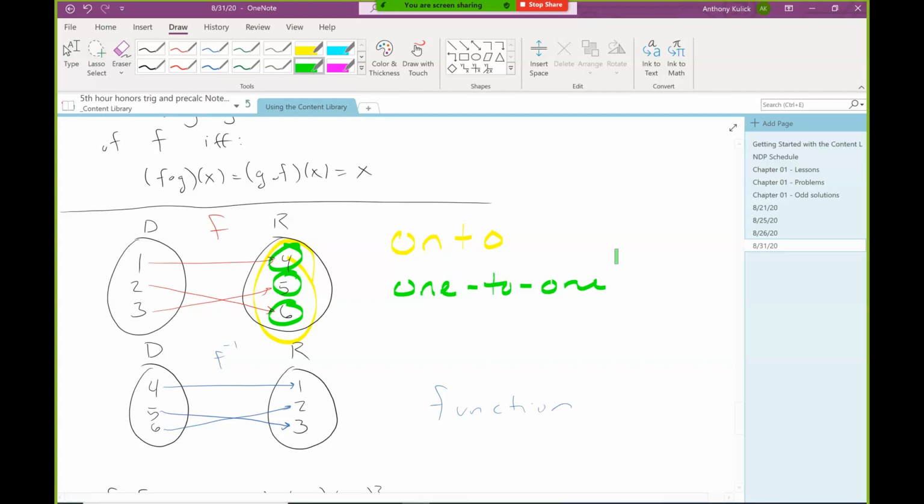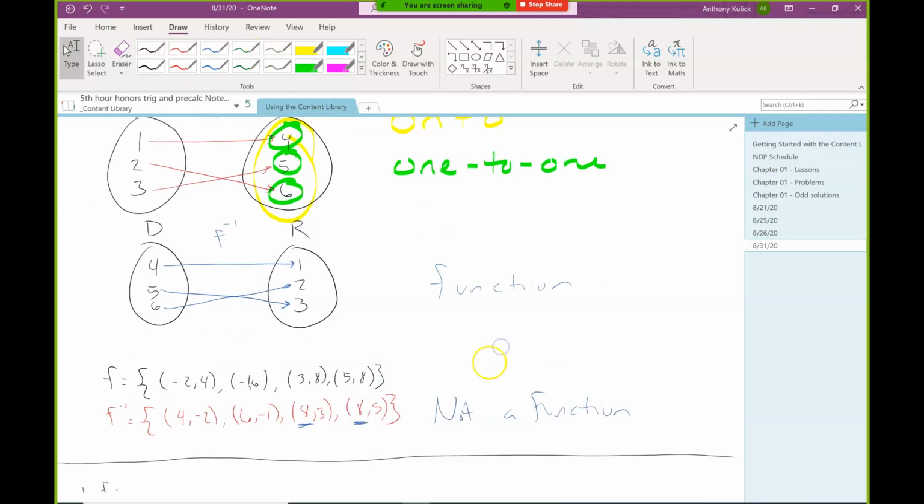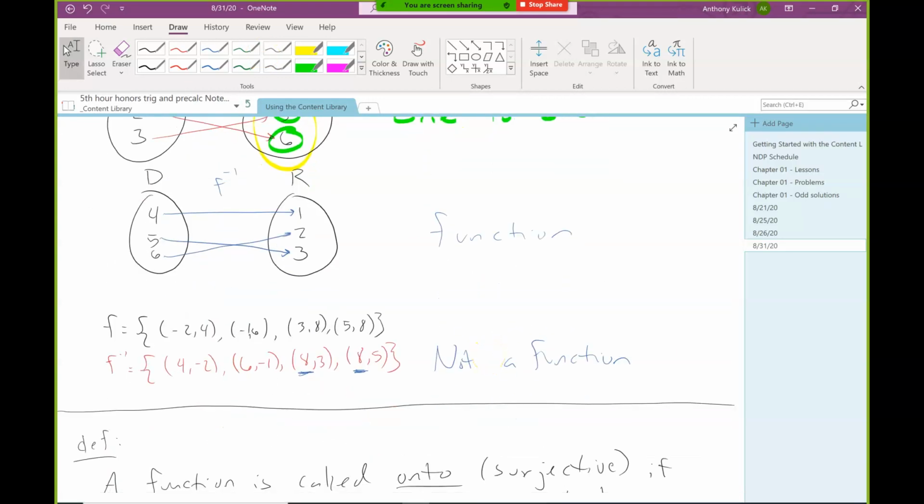Everybody okay with that idea? What is this reminding you of? Should remind you of checking to see if something's a function, but looking at the range instead of the domain, right? It's the same criteria, just we're looking at the y coordinate instead of the x. Let's look at this next one.